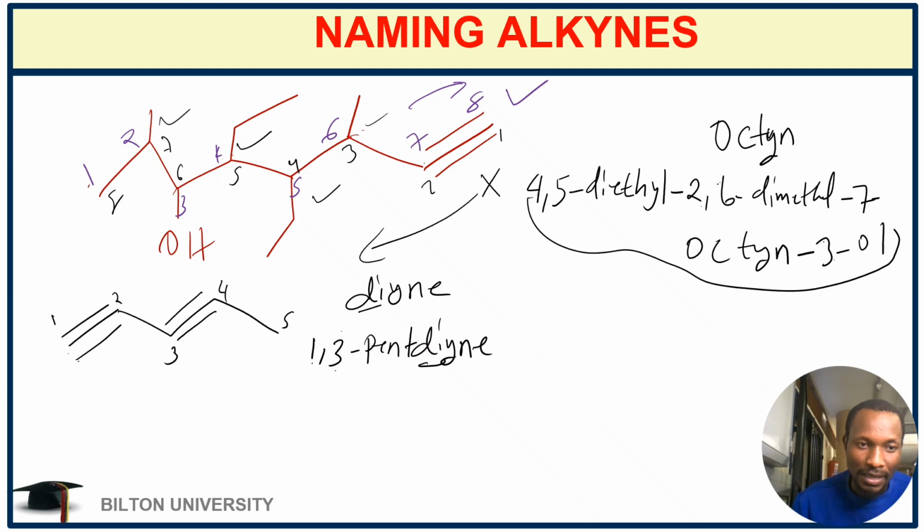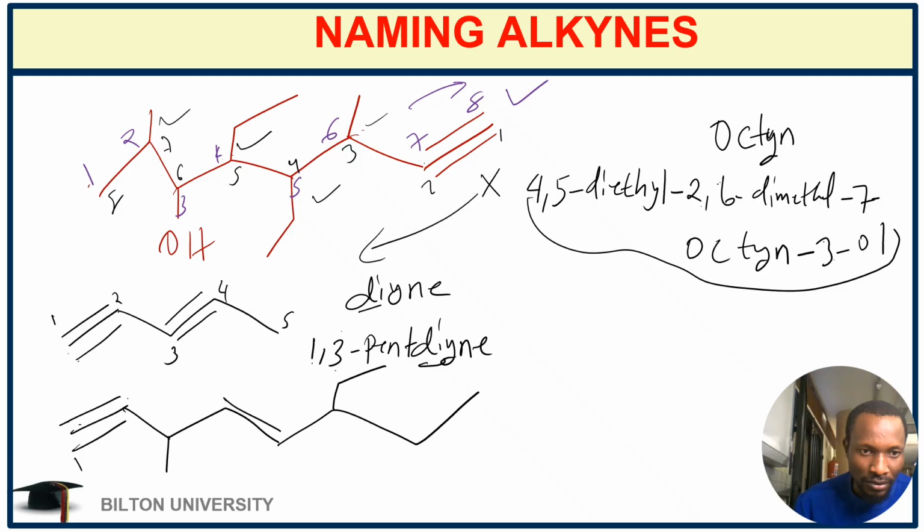Sometimes we can have a complex structure whereby, let's look at an example, we have a triple bond and a double bond, and let's say we have ethyl and then we have methyl here. So let's say 1, 2, 3, 4, 5, 6, 7, 8. Okay, so the longest chain is 8. We have a double bond between carbon number 4 and carbon number 5, and we have a triple bond on carbon number 1 and carbon number 2.